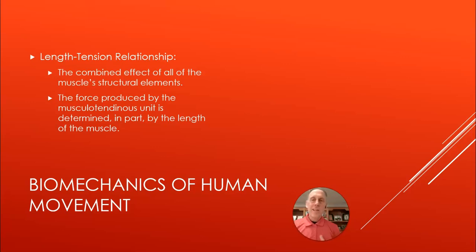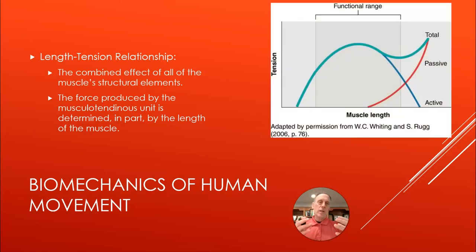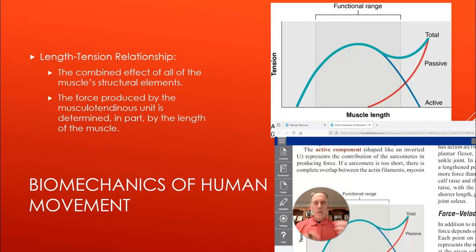So with the length and tension relationship, you have a combined effect of all the muscle's elements. That's everything we just talked about, the contractile component and the non-contractile component. And force is produced by the musculotendinous unit, right, which is kind of like the muscle and the tendon all working together. And there's a limiting factor here in terms of the length of the muscle itself.